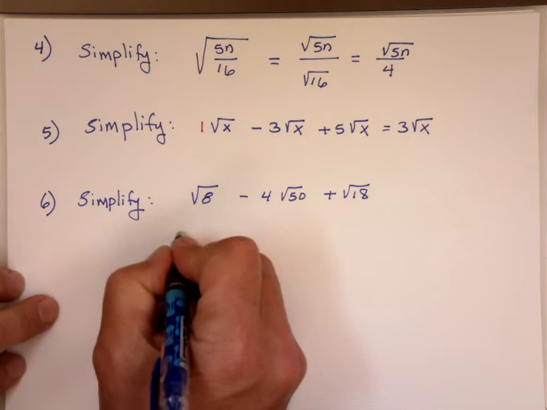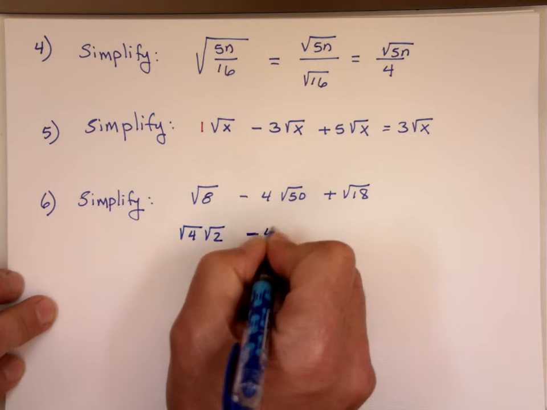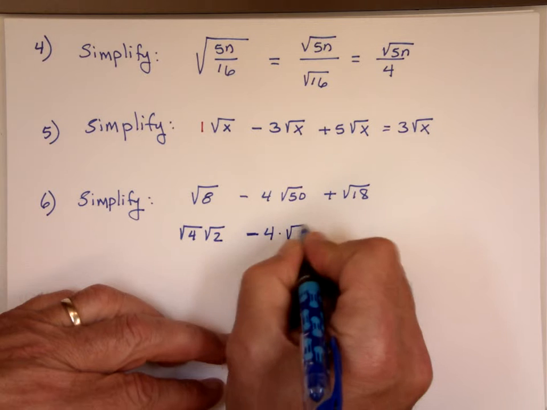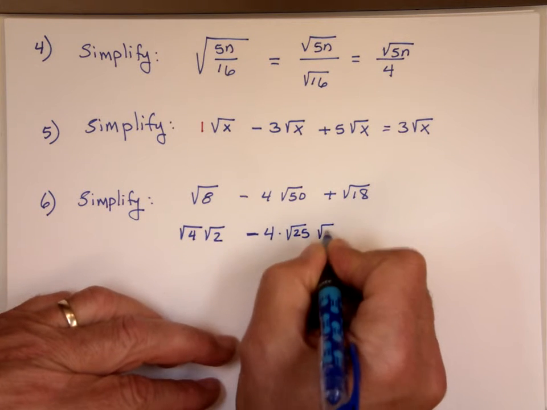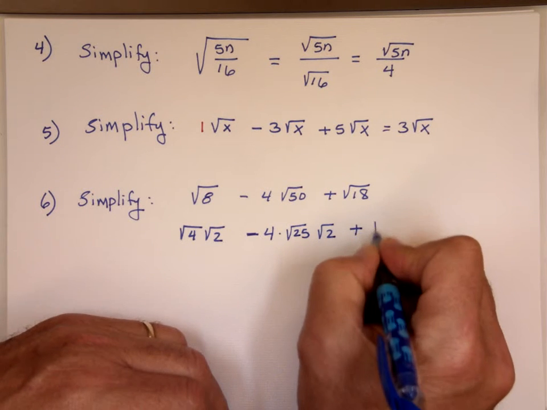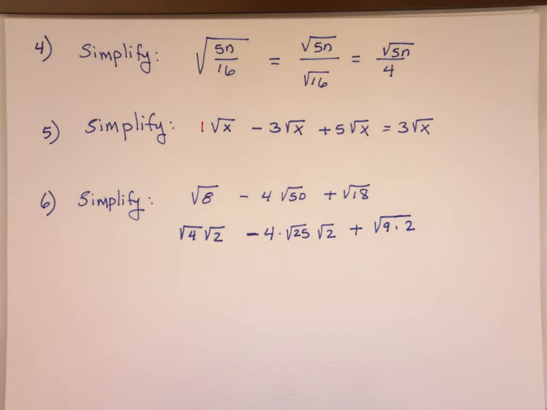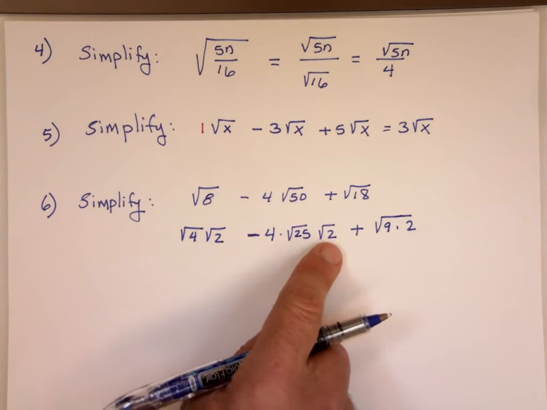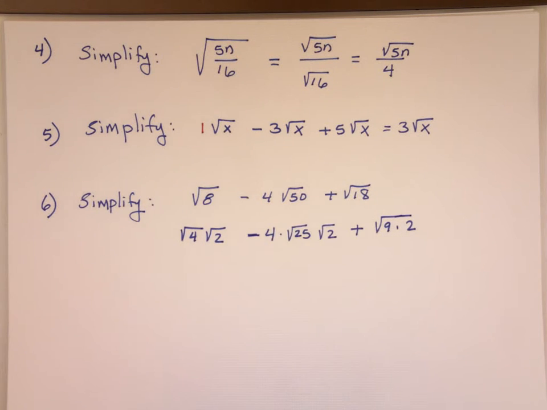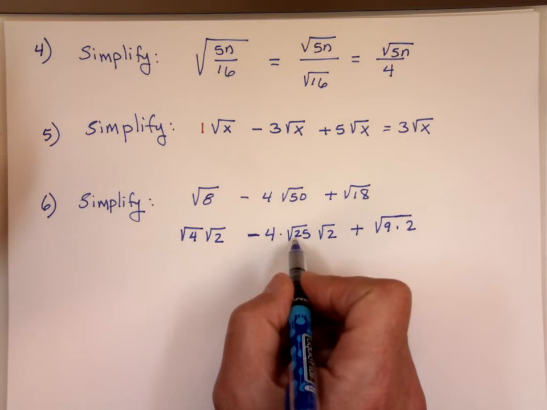The 8, I can break it down to 4 times 2. Here's the 4. The 50 I can break it down to 25 and 2. And the 18 I can break it down to 9 and 2. Again, notice I'm using numbers I know the answer to. 25 times 2 instead of 10 and 5. 9 times 2 instead of 6 and 3. Because I know what the square root of 9 is, I know what the square root of 25 is.